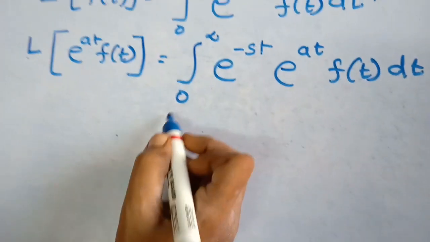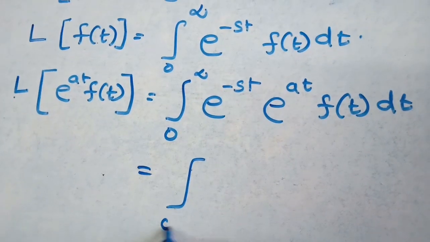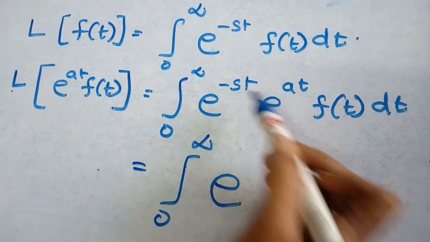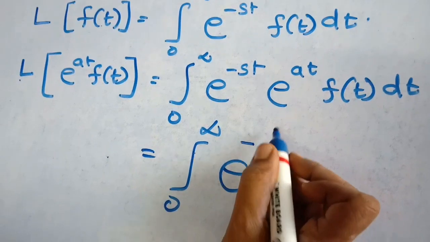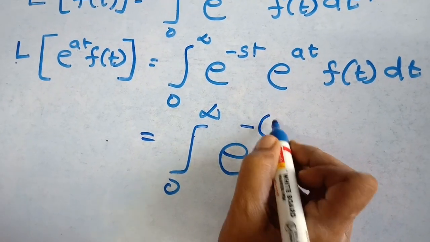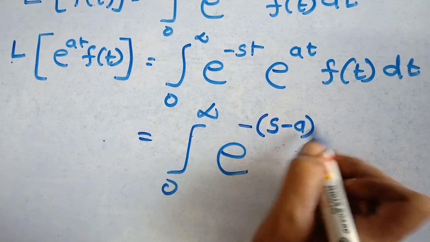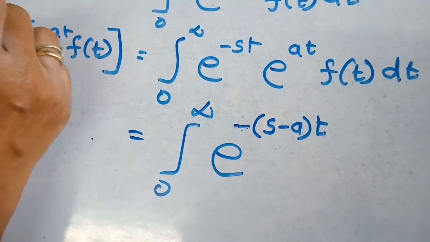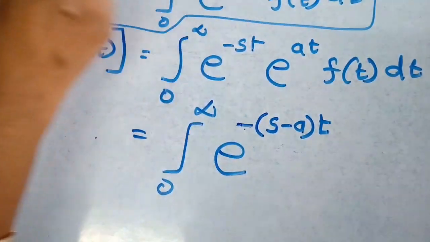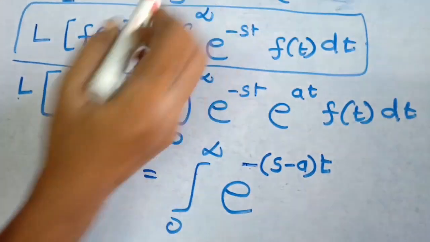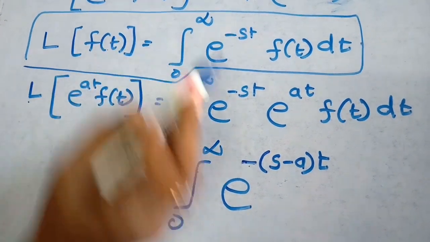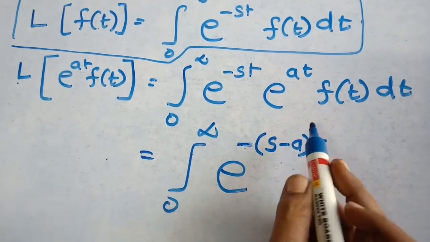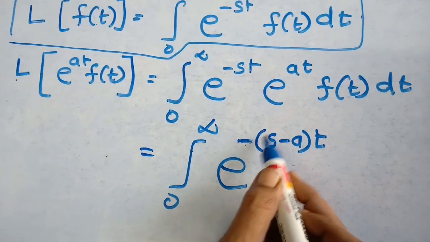Now we have two terms with the same base, so we can multiply these by adding the powers. So this is minus s plus a. I am taking minus outside. Why? Because it is always convenient to keep minus outside, because in the definition of Laplace transformation we always have minus here. It is better to keep minus outside, because once you substitute the limit also, e power minus infinity will be 0.